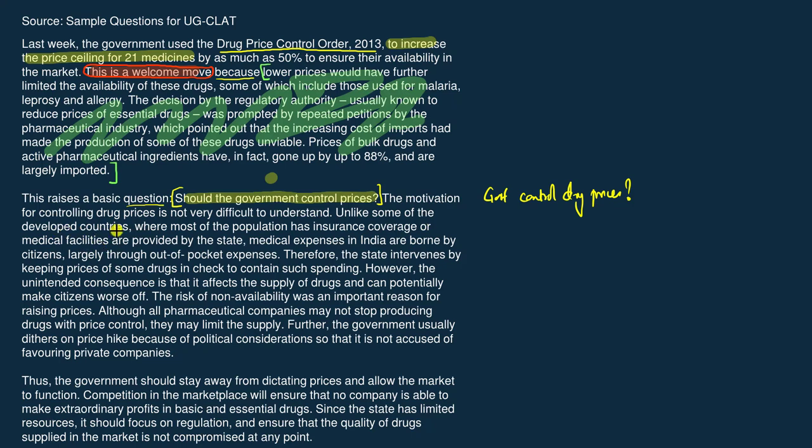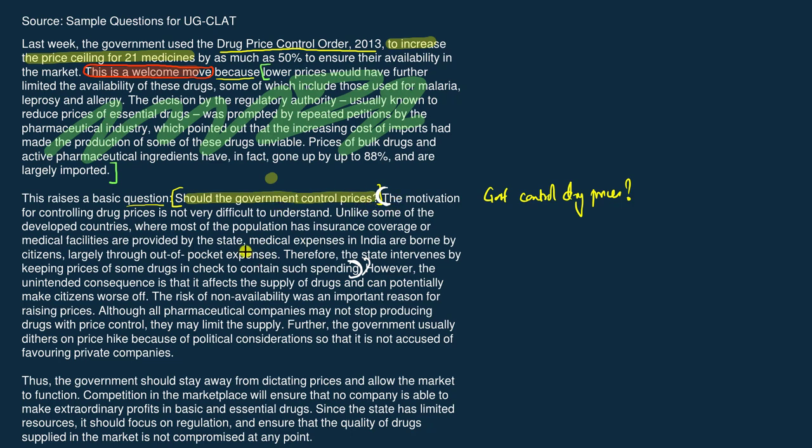Unlike some of the developed countries where most of the population has insurance coverage or medical facilities are provided by the state, medical expenses in India are borne by citizens largely through out-of-pocket expenses. Therefore, the state intervenes by keeping prices of some drugs as a check to contain such spending. So basically, you look at this particular part here. This is important to understand what is going on here. This is the argument in favor of government controlling the drug price. Makes a lot of sense.